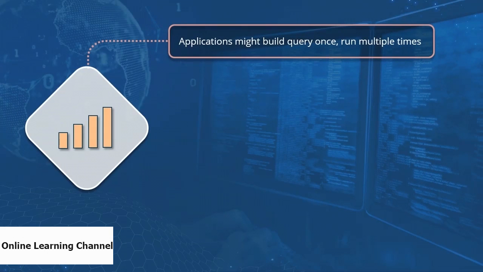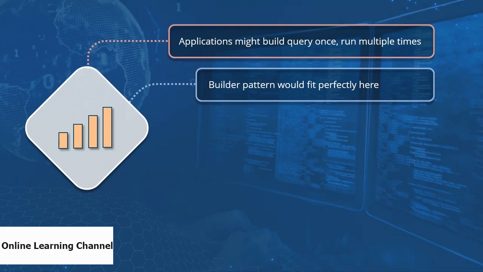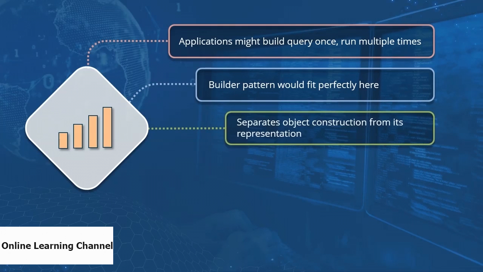Now, applications that use your SQL query builder class might build the query exactly once, but once the query has been constructed, it might be run or executed multiple times in different contexts. And this is a situation where the use of the builder pattern fits perfectly. The builder pattern is great for step by step construction of a complex object, specifically if the complex object has many optional parameters which may or may not be specified. The builder pattern also separates object construction from its representation. Once the query has been built up, you'll convert it to a string format, which can then be run on a database using some kind of connection to that database.